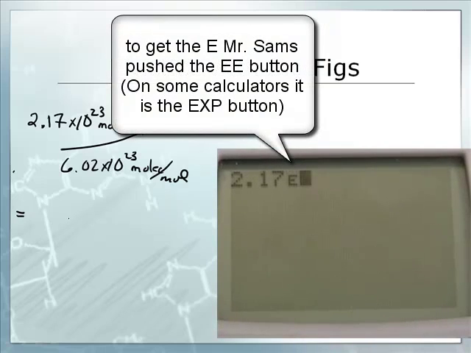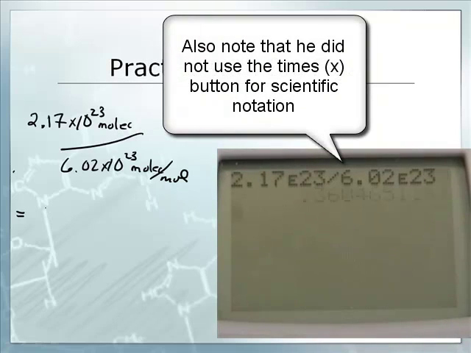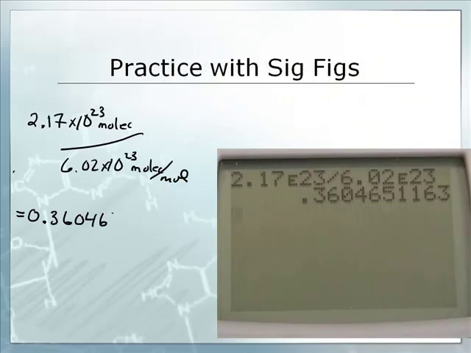Here we go. 2.17 EE 23 divided by 6.02 EE 23. And what's that calculator tell? The calculator answer: 0.3604651163. The units on this, by the way, will be moles. We'll learn about that later and how the units work. But I see a lot of numbers.